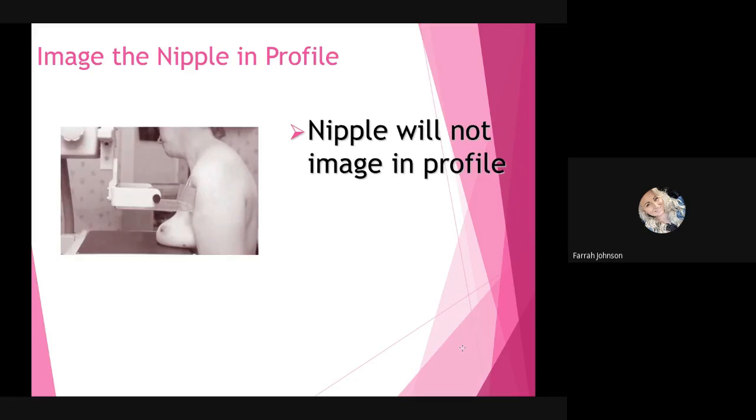And we want to make sure that we image the nipple in profile, okay? Sometimes the nipple will not image in profile. For example, in this image, you can see that the nipple is kind of pointing in a superior aspect. You would want to make sure that you either raise that image detector or lower it to get that nipple in profile, because you do not want the doctor to mistake the nipple for some type of subareolar lesion.